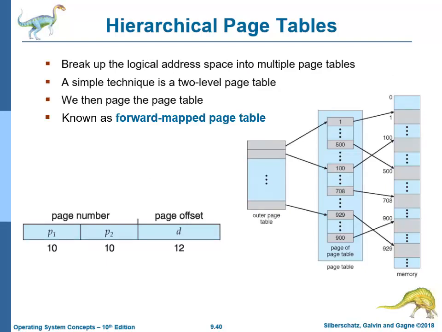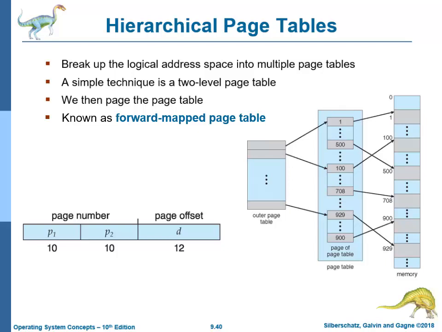One simple solution to this problem is to divide the page table into smaller pieces. We can accomplish this division in several ways. One way is to use a two-level paging algorithm, in which the page table itself is also paged. For example, the 20 bits described above could be broken down into two 10-bit page numbers.